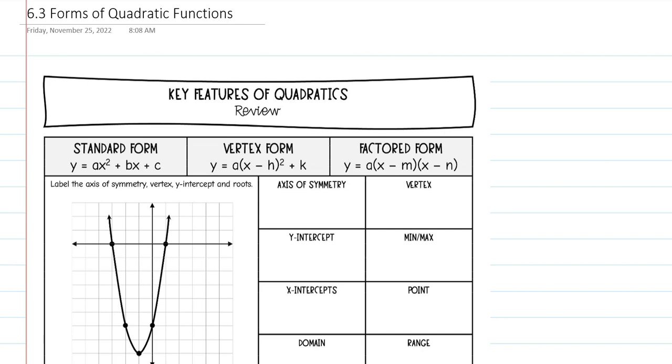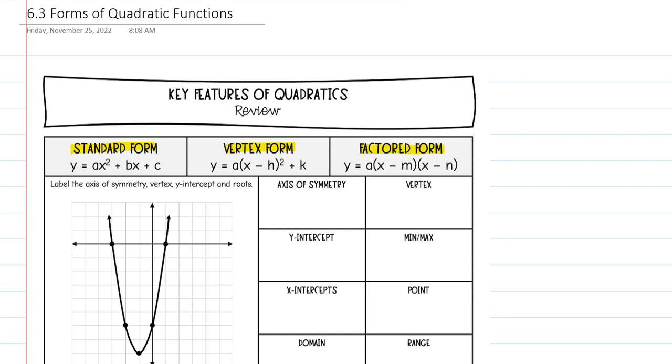As you can see, we have three different types of quadratic forms that we are going to look at today. We have standard form, which is y equals ax squared plus bx plus c, which we have looked at. And then we have vertex form, y equals a times the quantity of x minus h squared plus k. And finally, we have factored form, which was y equals a times the quantity of x minus m times the quantity of x minus n. Each of these can give us something special.